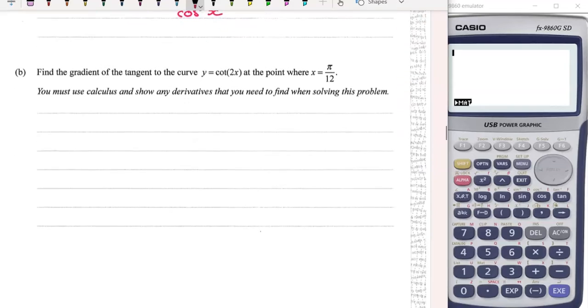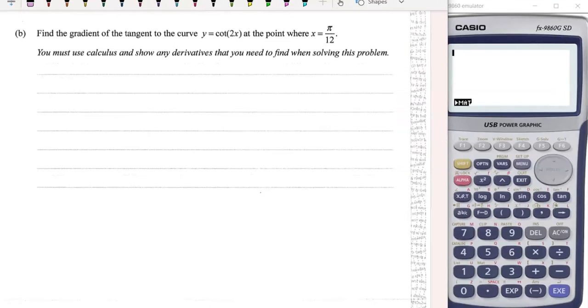Okay, on to B. So first of all, we need the gradient of the curve. So we need dy by dx. If we differentiate cot, we get minus cosec, so minus cosec squared of the thing that was inside. Now, because we've got a 2x inside, we're using the chain rule, so we need to multiply by 2.